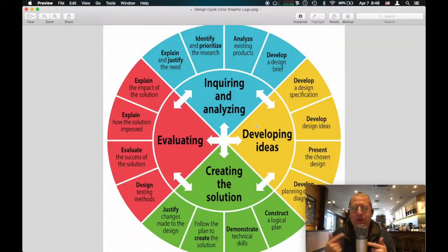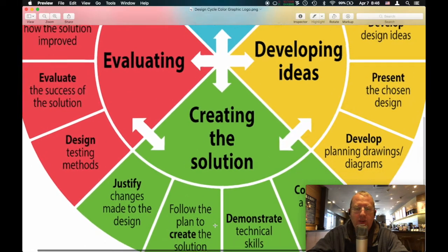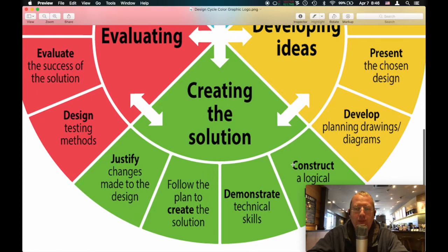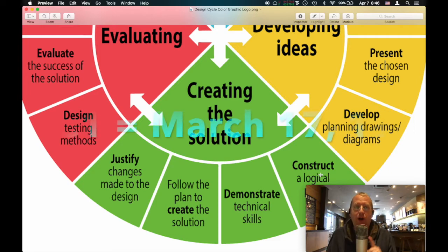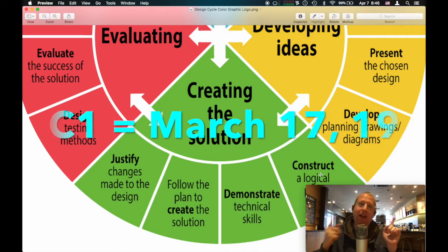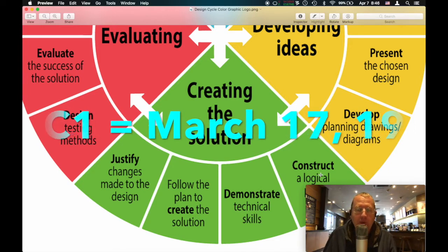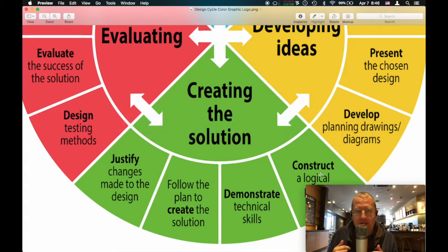So now I want you to think back to criteria C1. Here's our handy dandy design cycle. In criteria C1, you made a logical plan of how to make your homemade tourist treat. This was back on March 17th and 19th. That's a while back. We're going to review that today, and think about the homemade tourist treat that you made. And you're going to think about what you had originally planned to make.